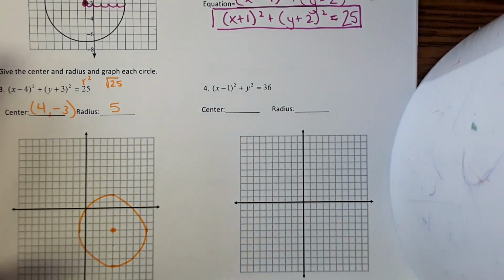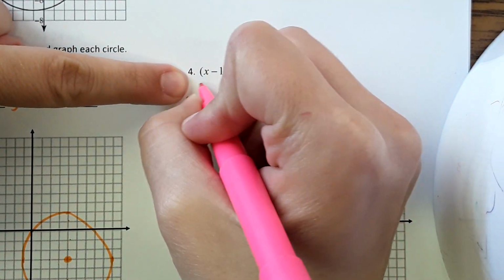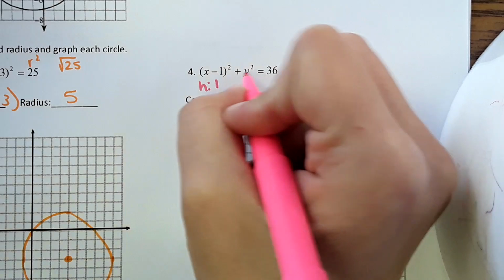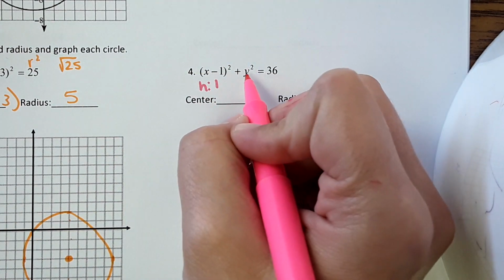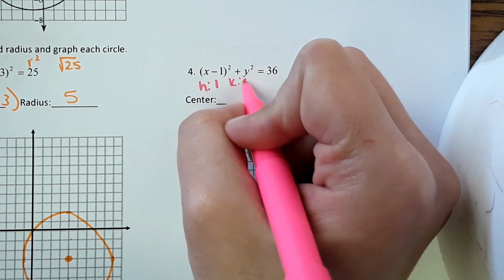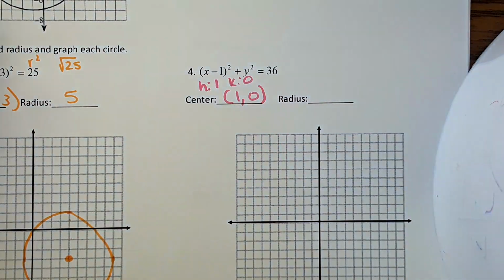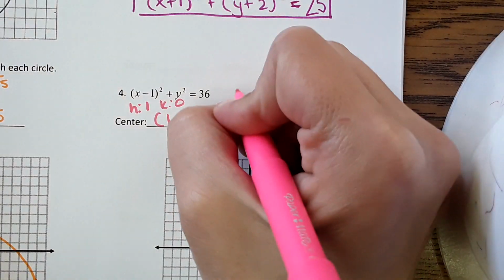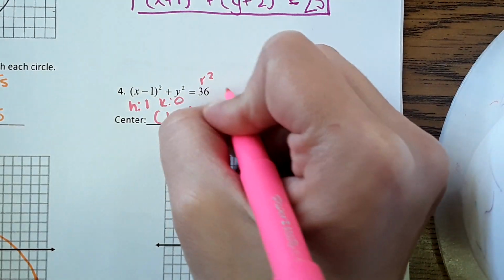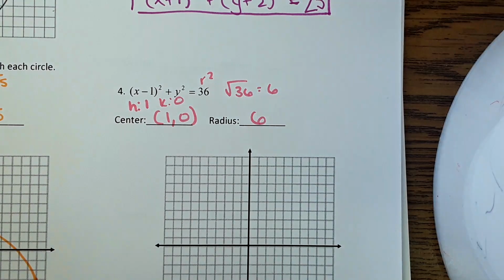Number 4 looks a little bit different. We have x minus 1, so our h right there is 1. But there's nothing with the y. So since there's nothing there, that's like +0. So our k is actually 0. So our center is at 1, 0. And then for radius, this is r squared. So we can take the square root of 36, which equals 6. So the radius is 6 units.